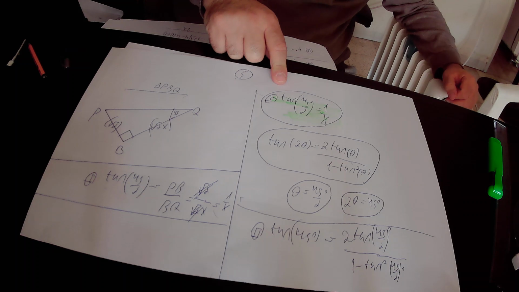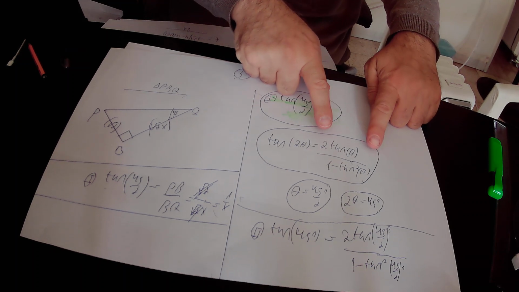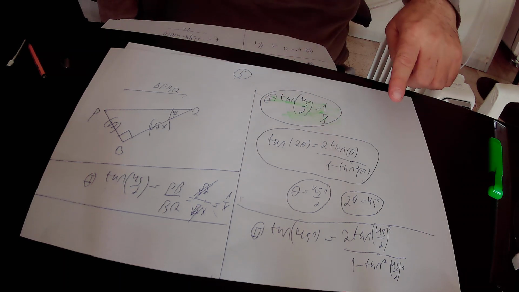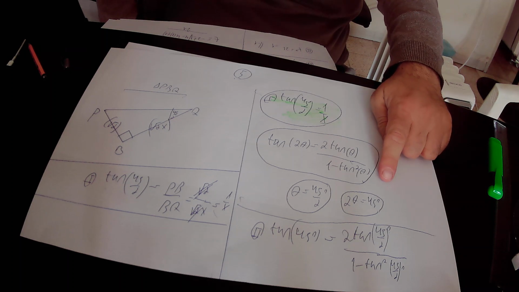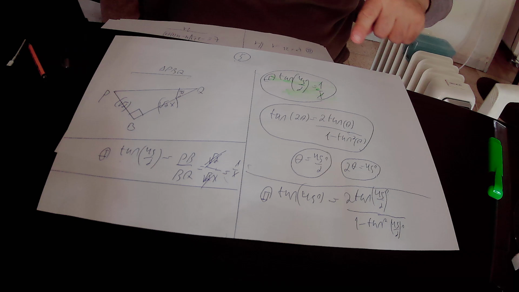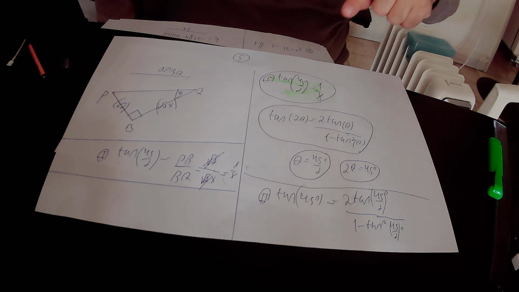But we also have the trigonometric identity that tangent 2 theta equals 2 tangent theta over 1 minus tangent squared theta. We define theta as 45 over 2 degrees, and therefore 2 theta equals 45 degrees. Then we substitute theta in this trigonometric identity by 45 over 2 degrees, and we substitute 2 theta by 45 degrees.